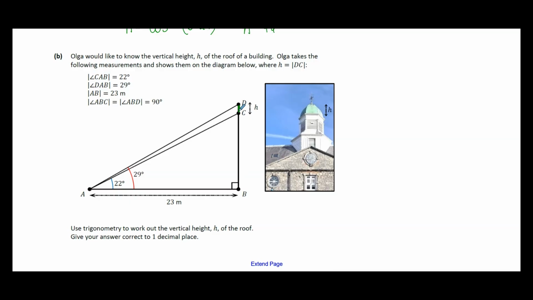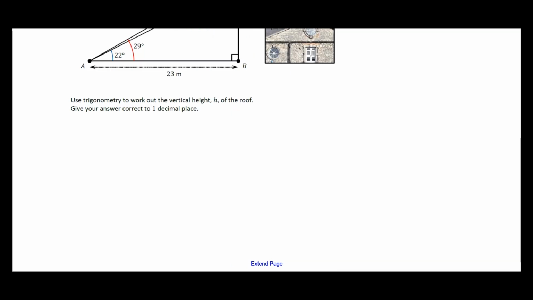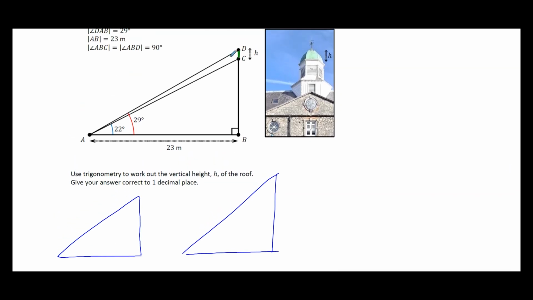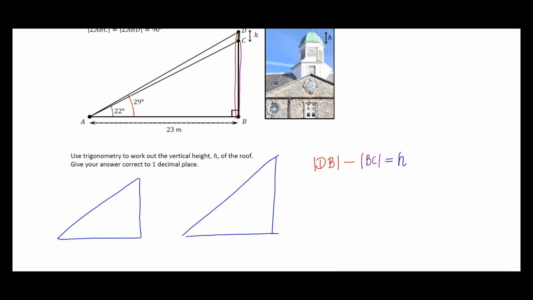that tiny part here. It is difficult not to see that we have two triangles. So first, let's draw those two triangles with the information that we have, because how are we going to calculate that tiny part? If I know the whole length DB, and from that I take away the length of CB, or BC, I will be left with that tiny part h. So that's what I need.